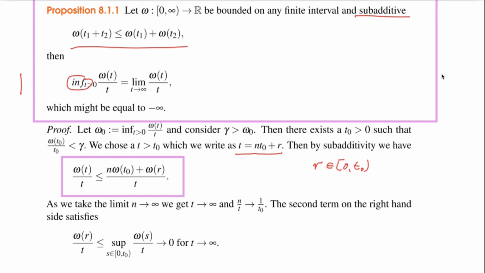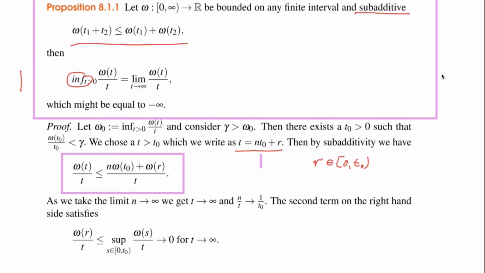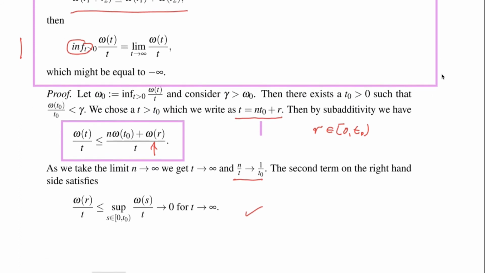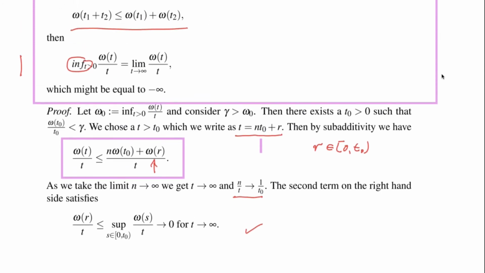And now for this we take the limit as n goes to infinity, but by the previous definition, as n goes to infinity, then also t goes to infinity. And in particular the ratio n divided by t converges to 1 over t0. So then let's look at the second term here, this omega r divided by t. As t goes to infinity, this goes to 0. Now the first term: you see already that this n divided by t goes to 1 over t0, so this bit here would go to omega t0 divided by t0.